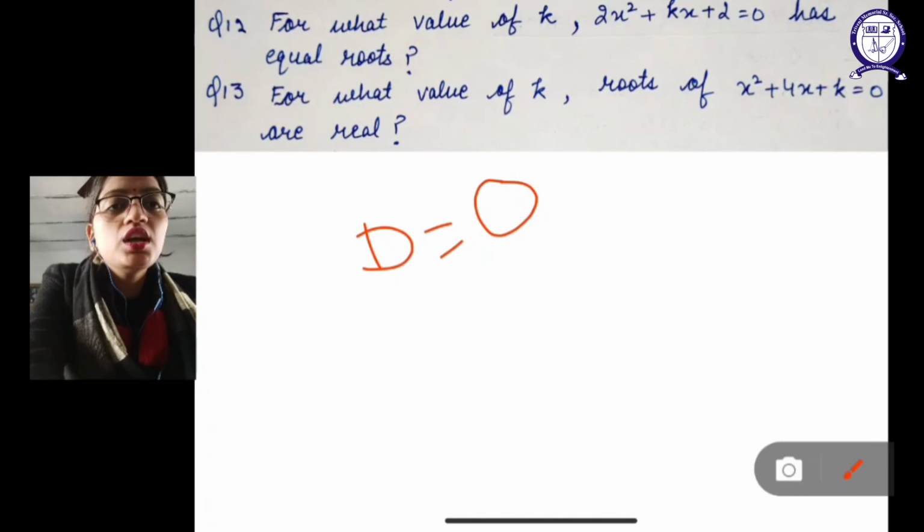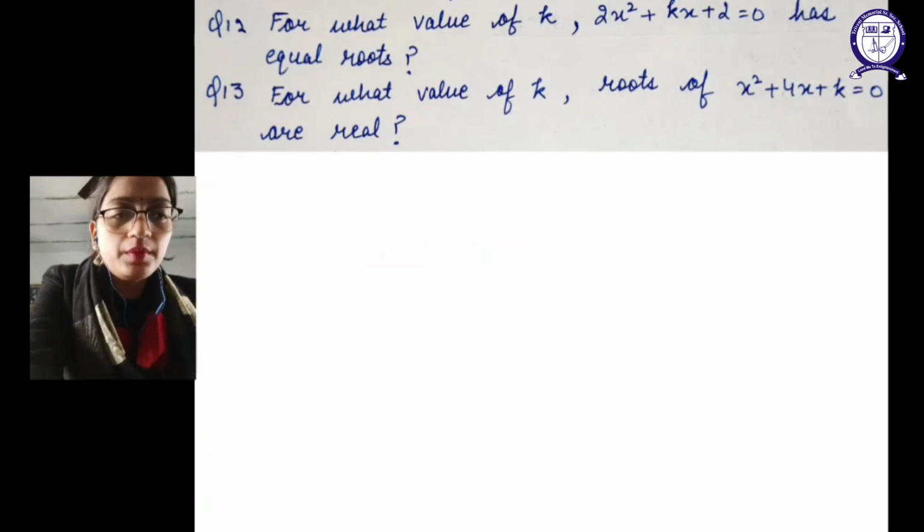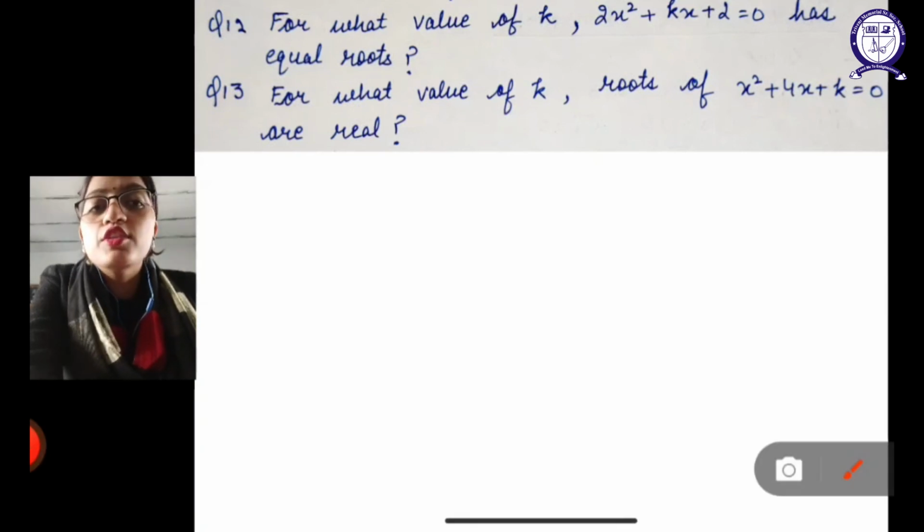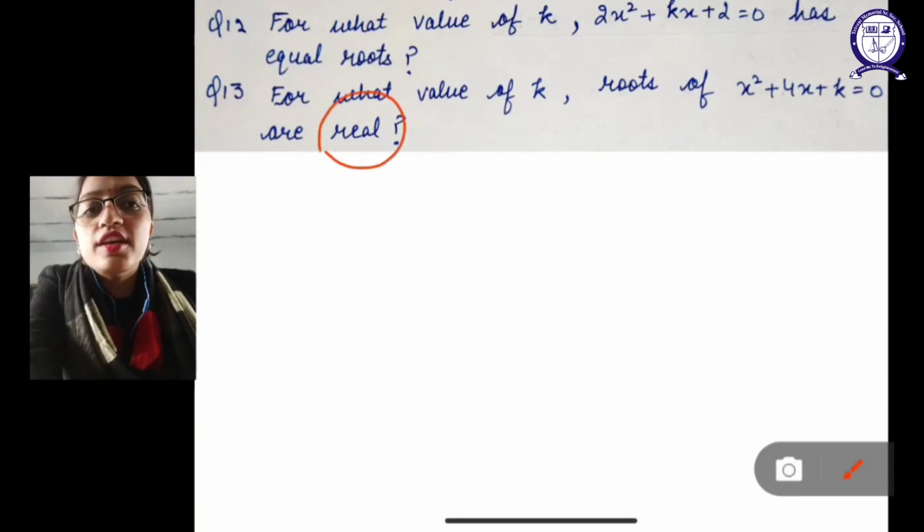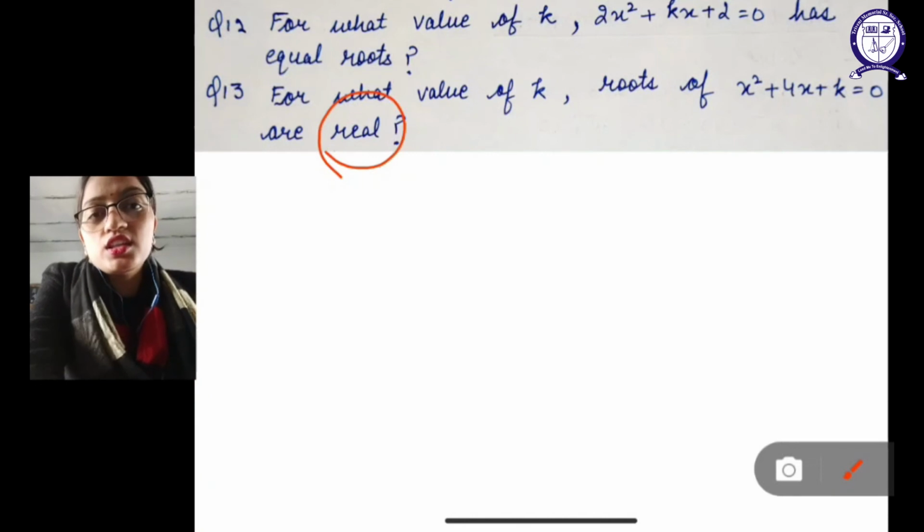Next question. For what value of k roots of this equation are real? Okay, now this is a different question. It says it is real. It doesn't say whether they are equal or distinct. They don't say that the roots are real and equal. They don't say the roots are distinct. Okay, they are saying that they are real. So it can be any of the cases.